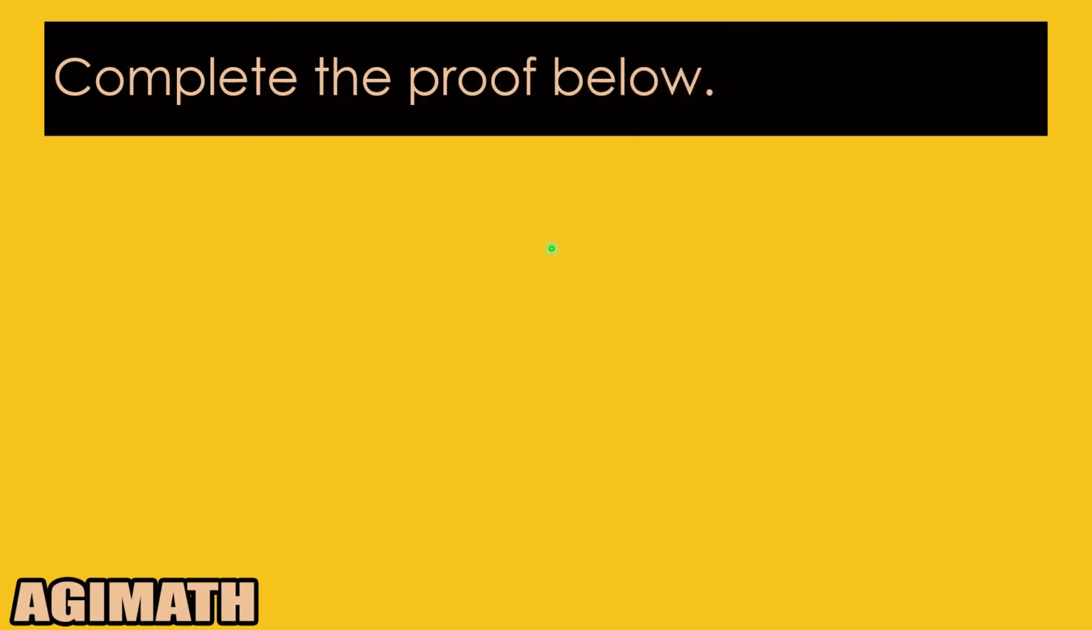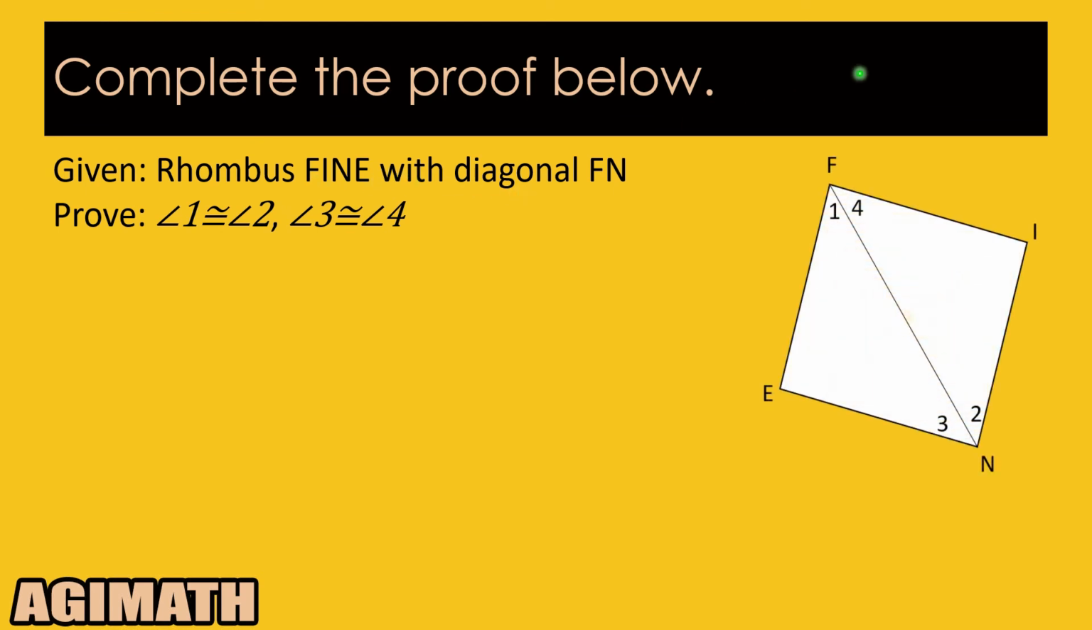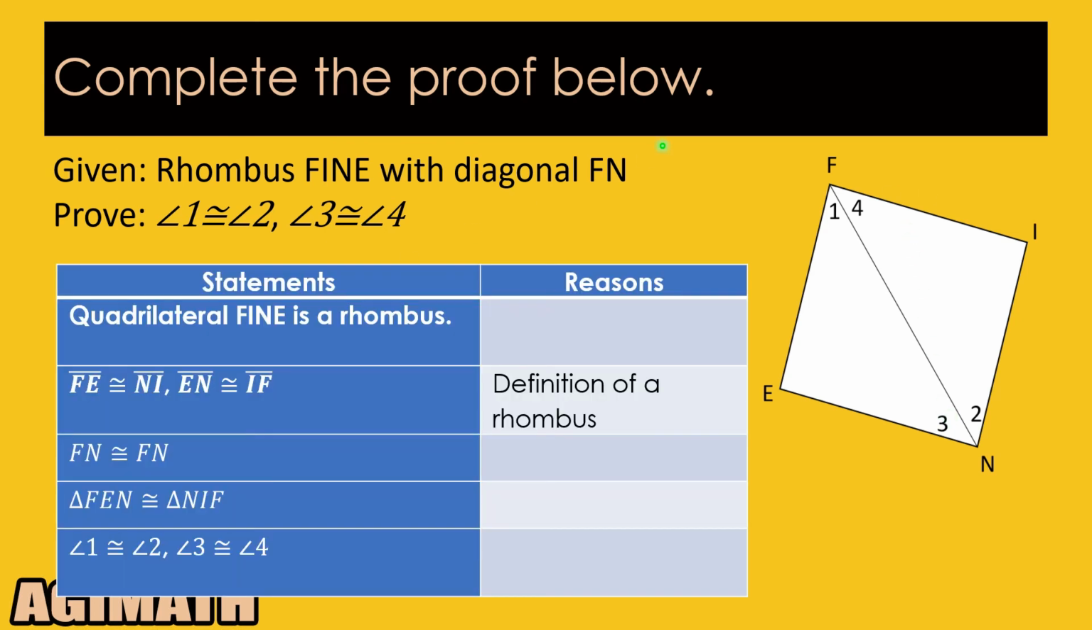Next, under quadrilaterals, or under the MELCs in grade 9 mathematics, several competencies require you to prove or to write a proof. So I just included one problem: rhombus FINE with diagonal FN. So the illustration, rhombus FINE, diagonal is FN. We are going to prove that angle 1 is congruent to angle 2, angle 3 is congruent to angle 4. And then it's not difficult because we are already given the table.